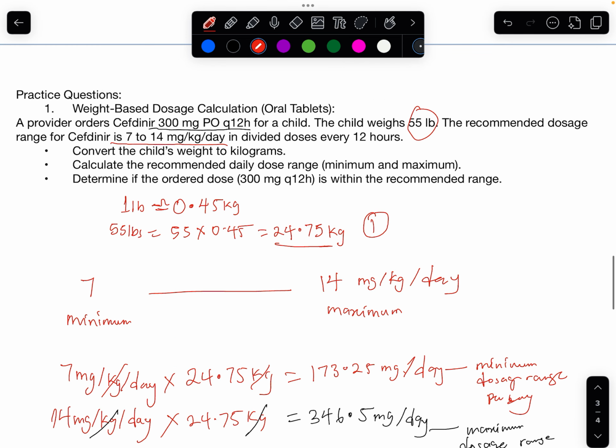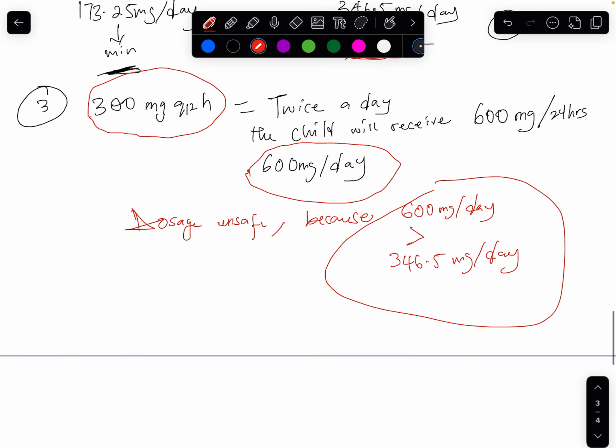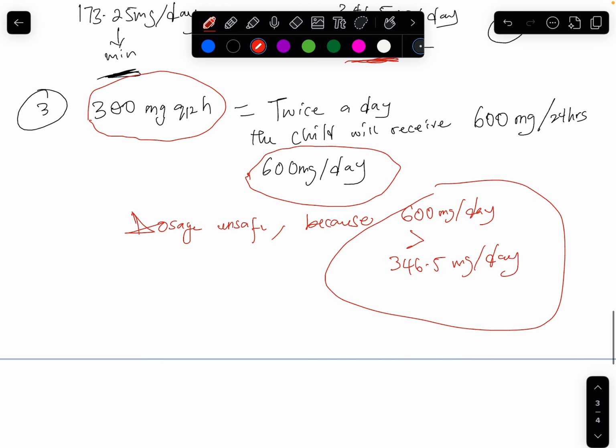So to determine if the ordered dose of 300 milligram every 12 hours is within the recommended range: it is not within the recommended range, because that is 600 milligram per day. And that's it.